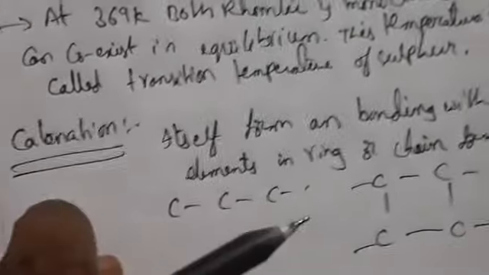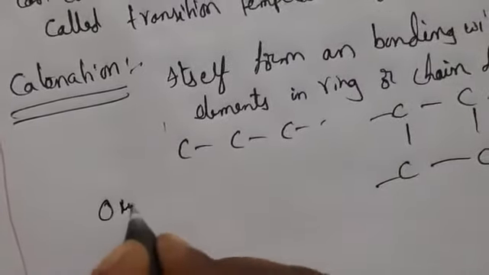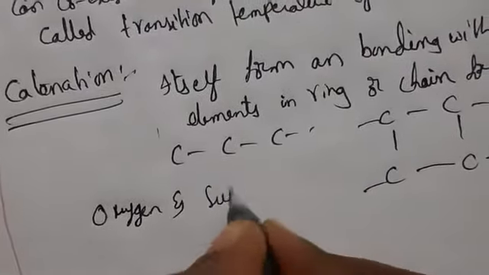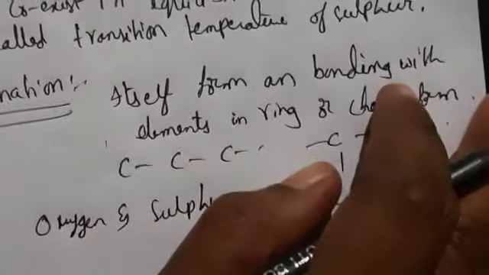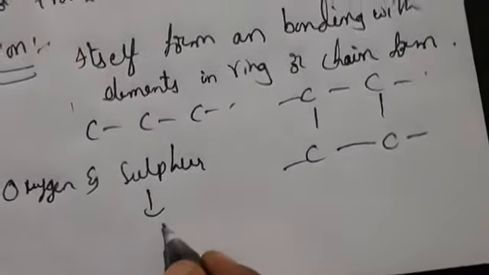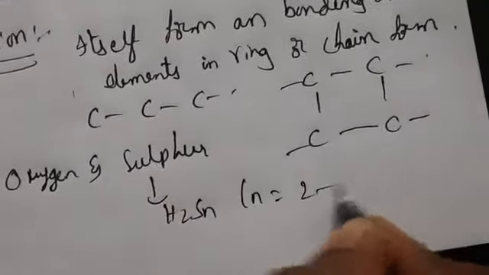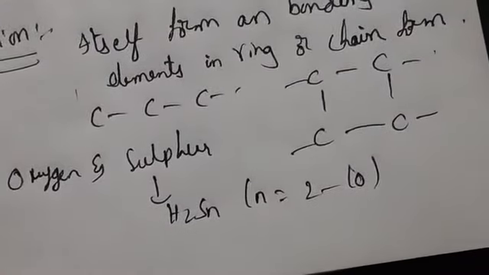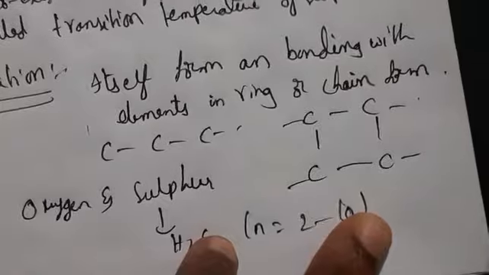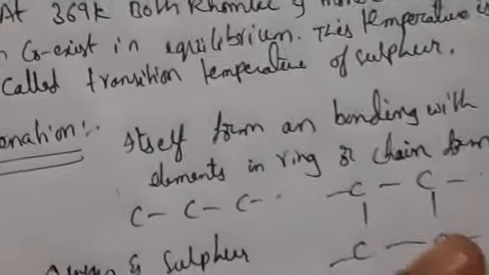Coming to oxygen and sulphur, both show catenation capacity. Catenation is maximum in sulphur, up to 10 atoms, that is H2Sn where n is 2 to 10. In the case of oxygen it is only 2. That is catenation capacity. So this is about the catenation capacity of sulphur and oxygen. Now let us discuss sulphur dioxide.